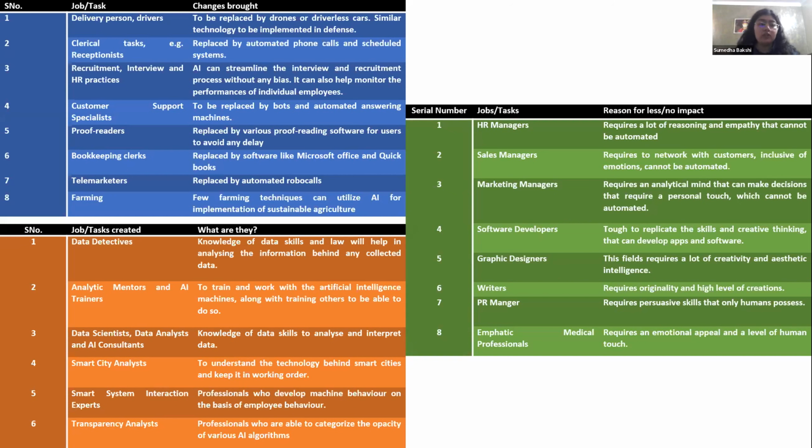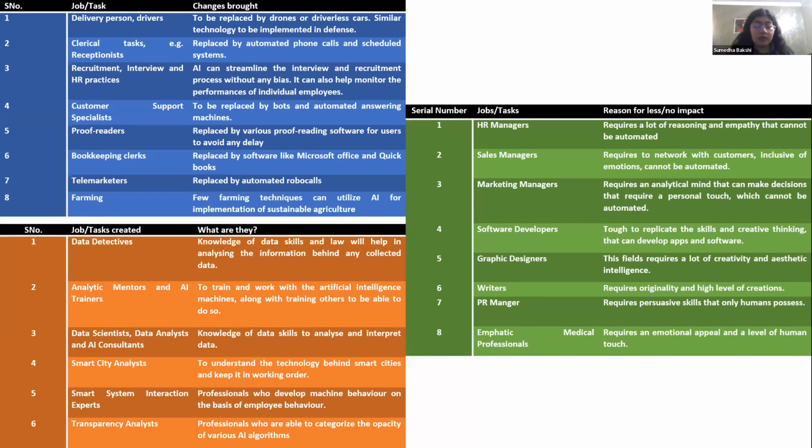Mostly the tasks which have been overtaken by artificial intelligence usually revolve around manual or repetitive tasks, like customer support specialists, proofreaders, bookkeeping clerks, telemarketing, and clerical tasks like those of receptionists and delivery personnel.